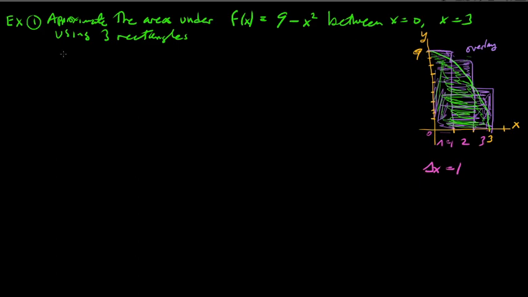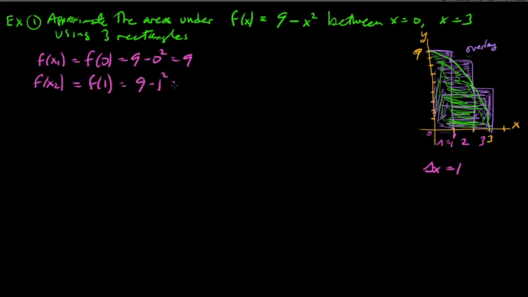So what's the height of each rectangle? Well, the height of the first one, right? So the height of the first is f of x1, but x1 is 0. And f of 0 is 9 minus 0 squared, which is 9. For the second rectangle, we're here. So this is x equals 1. That's my x2. So x2 is 1. So I get 9 minus 1 squared. 9 minus 1 is 8.